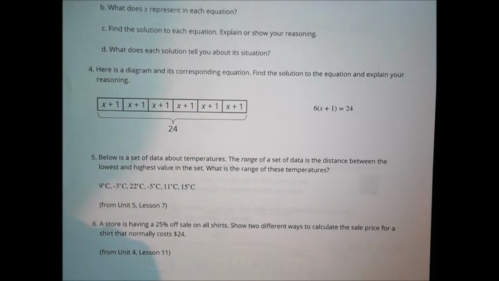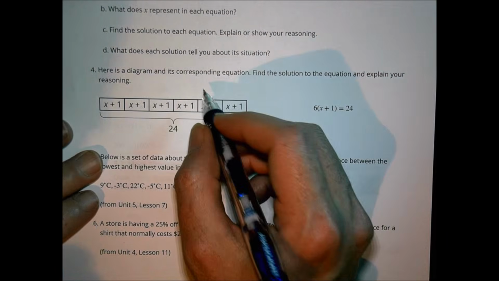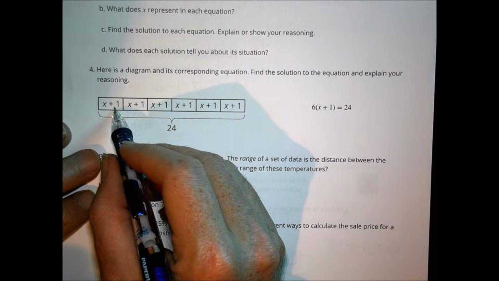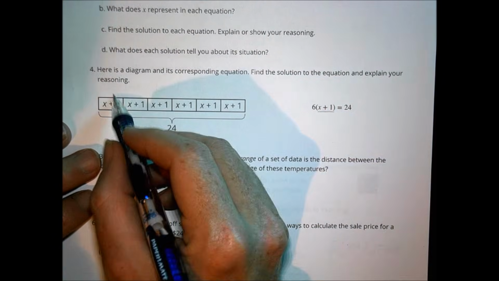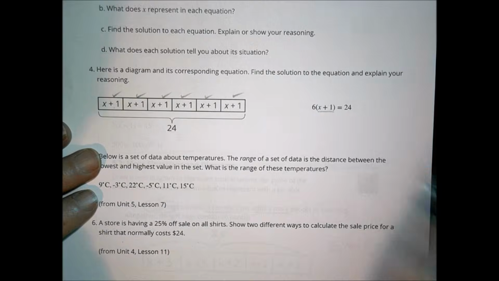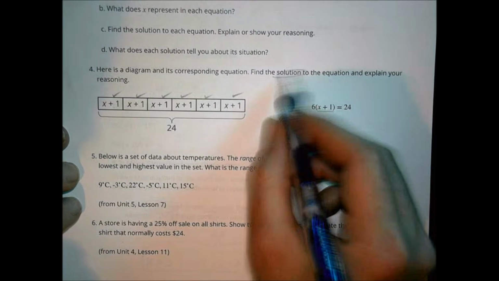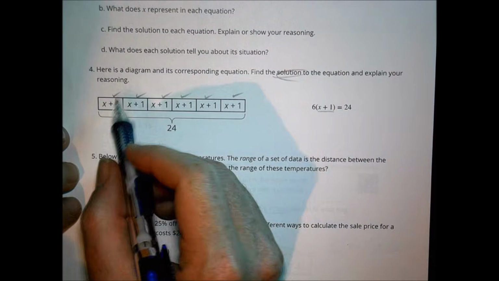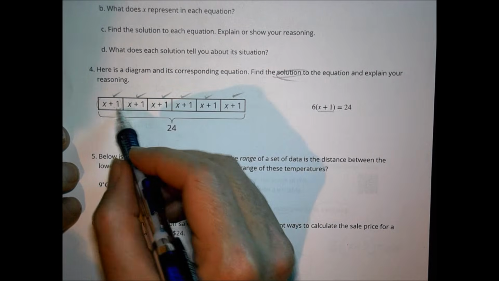All right, for number 4. Here's a diagram and its corresponding equation. We have x plus 1, and we have 1, 2, 3, 4, 5, 6 of them. Find the solution and explain your reasoning. So how does this work? We know we have x plus 1 happening 6 times.